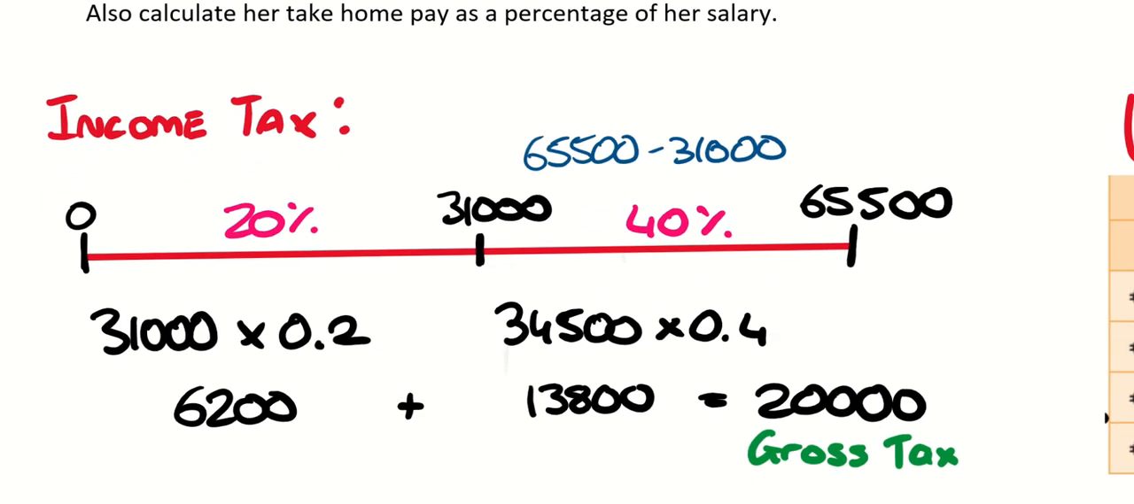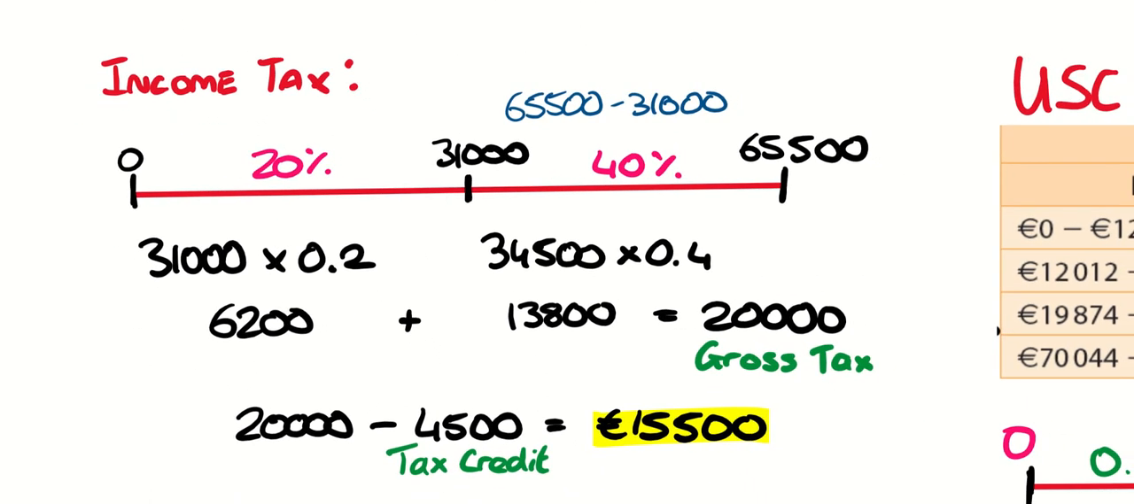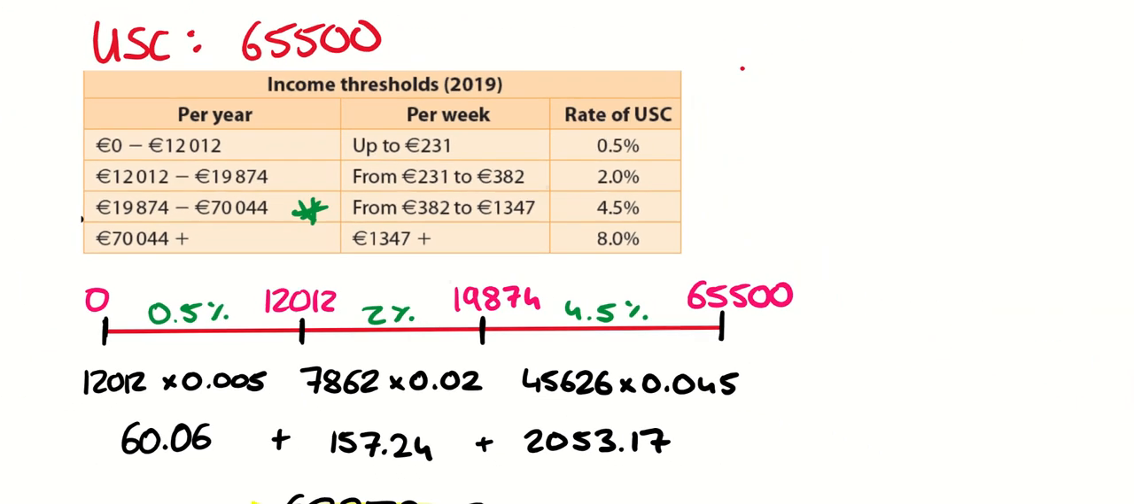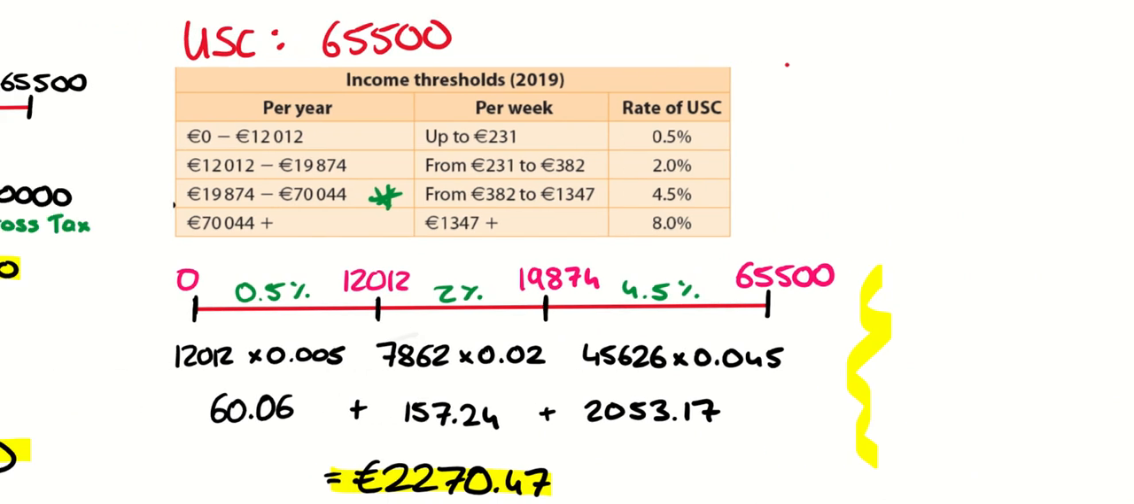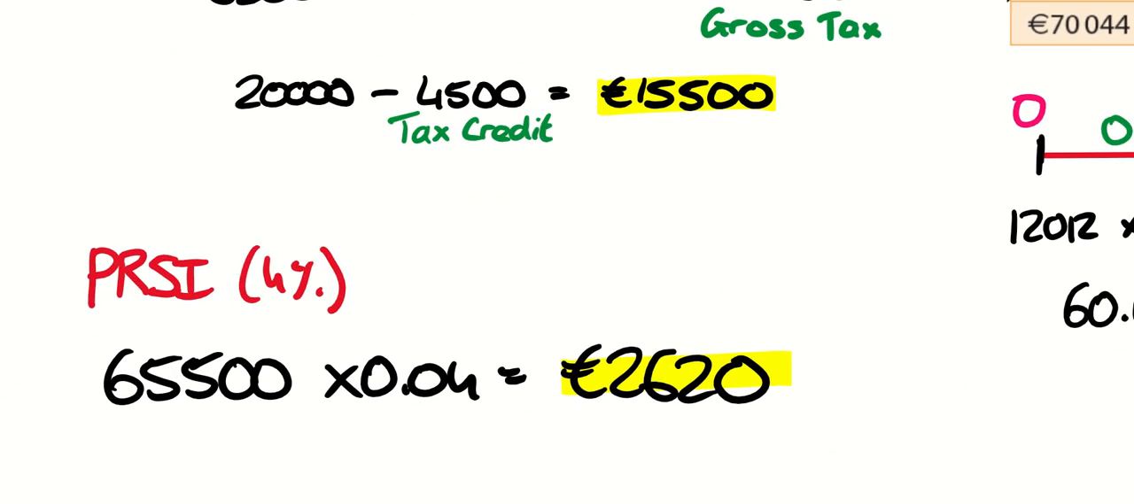Okay, so for income tax, same as before, get the two amounts here, and then add them together to get your final value. Okay, then USC, we'll go over here. We see again she's in that middle bracket, so she needs 3 brackets, and you've got to multiply them together down here. And finally, the PRSI at 4%, so simply her salary times 0.04.